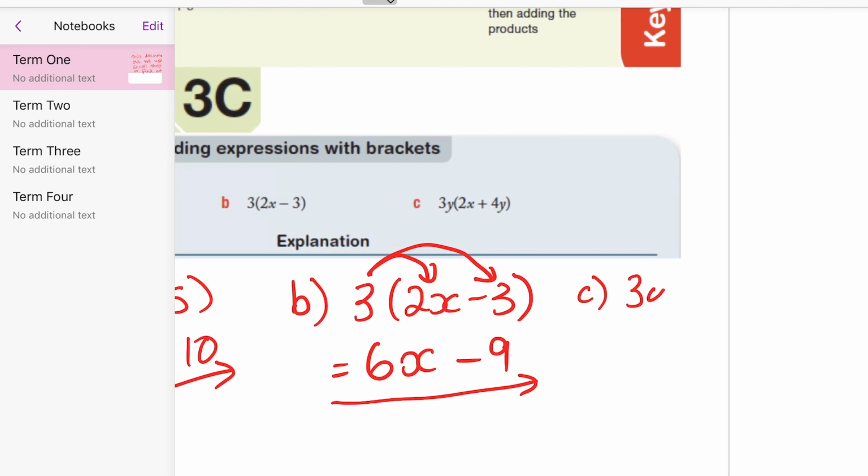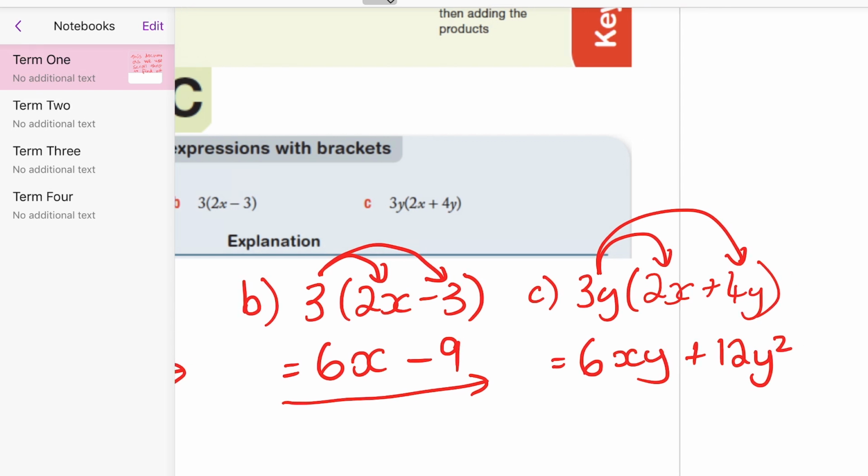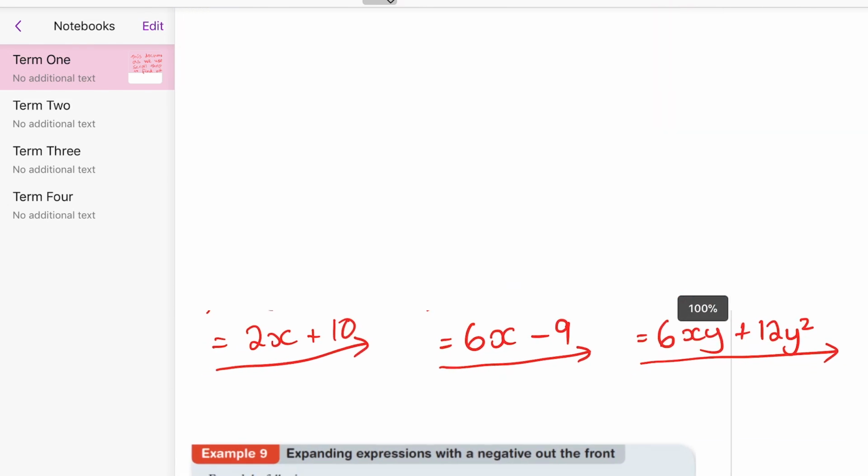With C, 3y, 2x plus 4y. Okay, that goes in and multiplies everything in there. 3 times 2 is 6xy. 3 times 4 is 12. y times y is y squared. Once again, can't add, there's no like terms, that's as far as we can go.